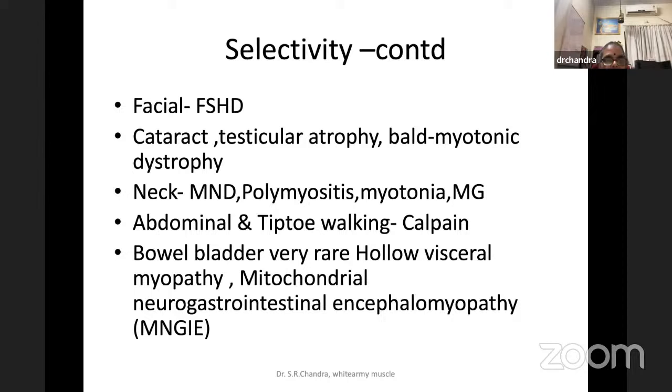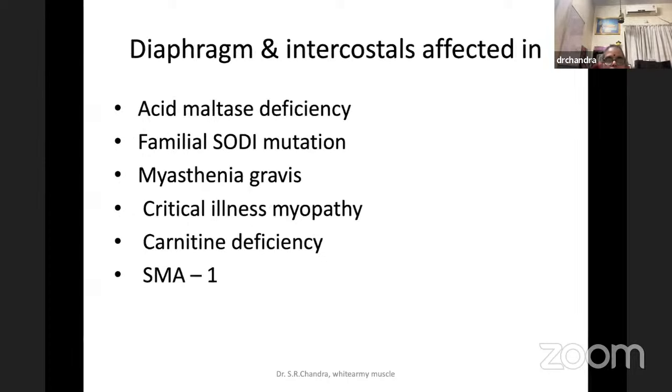We generally imagine that muscle disorders do not involve bowel and bladder. There are exceptions, that is called hollow visceral myopathy. And mitochondrial diseases, where muscles, nerve, brain, everything can be involved, that is MNGIE, mitochondrial neurogastrointestinal encephalomyopathy. So muscle disease with encephalopathy and also bowel involvement, bladder involvement, peripheral nerve involvement, less common conditions. So that is MNGIE. So depending on the selectivity pattern, we get a gross idea.